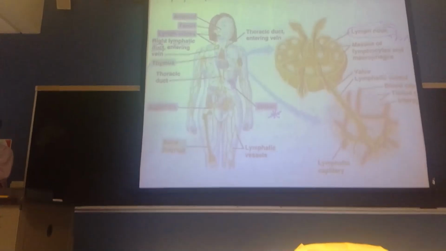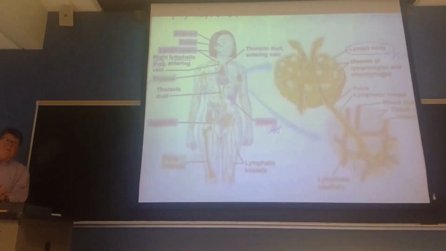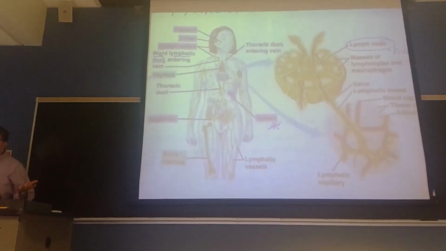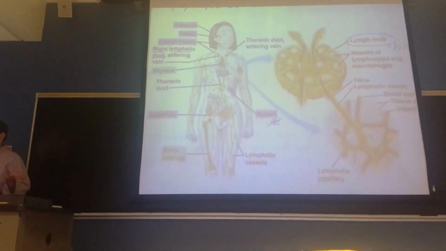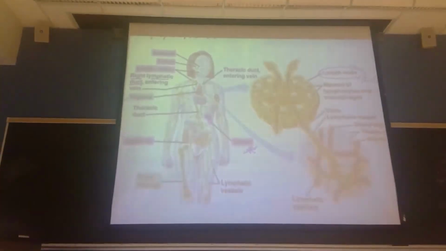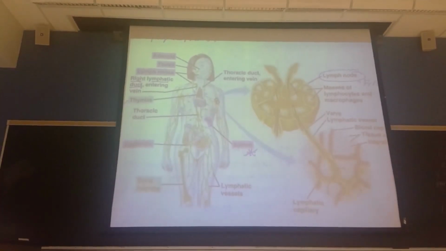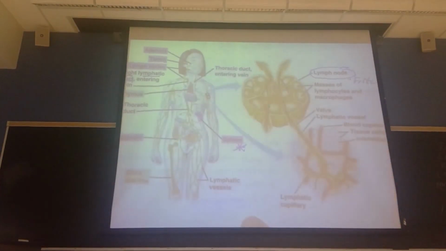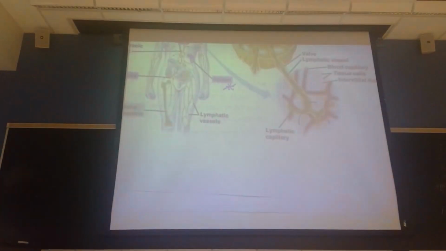The fluid that is in the lymphatic vessels is called lymph. And the lymph includes a lot of the interstitial tissue, which is around the cells where there is a diffusion of food and oxygen and other things. So here's a diagram of where you have a lot of lymphatic tissue.